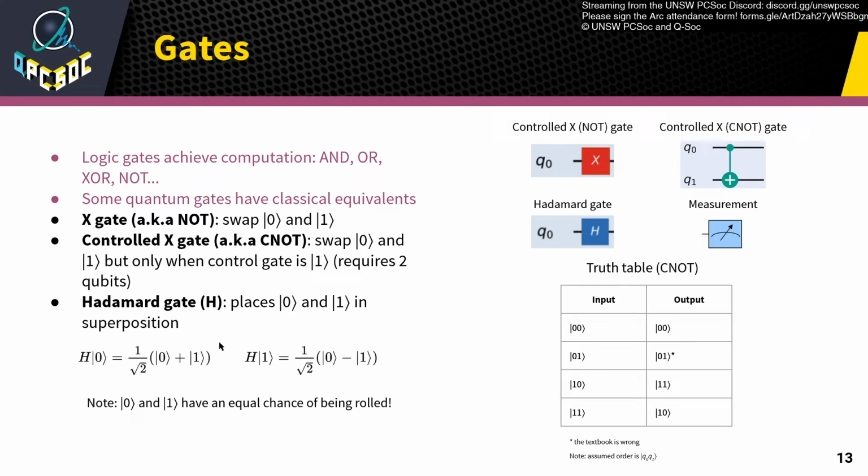There is an additional gate called the Hadamard gate, which places 0 and 1 states in superposition. Hadamard on 0 changes it to... what's this? We've seen this before, right? This is the plus state. When we apply Hadamard to the 1 state, it becomes the minus state.